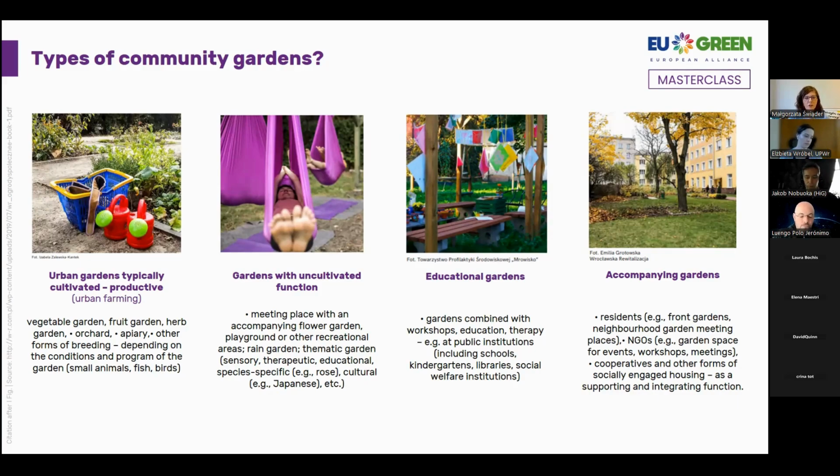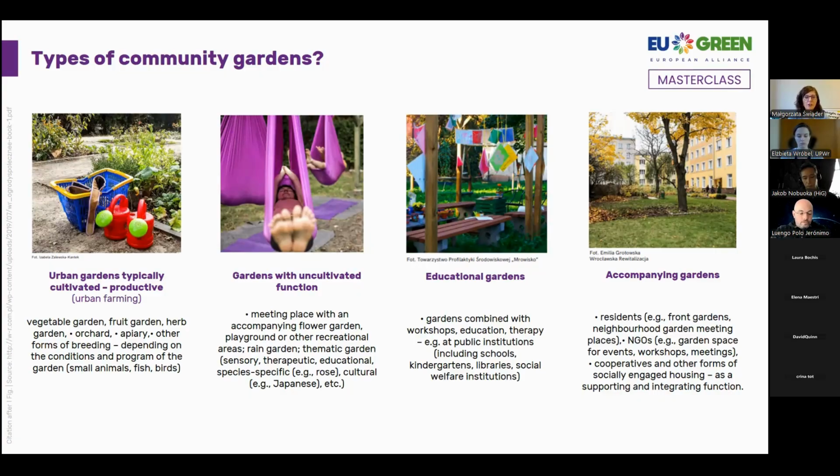Also, we have gardens that are mainly connected with an uncultivated function. So for meetings mainly, sometimes with some accompanying flower gardens, but also with some educational versions, especially in the context of environmental issues like rain gardens. So all elements connected mainly with uncultivated function.